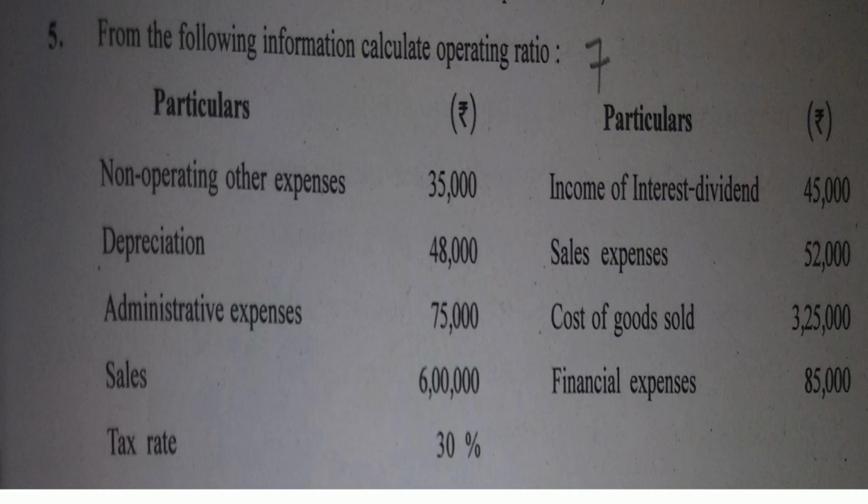Why did we not consider other things? Because operating expenses include only this much items. Non-operating other expenses are not considered. Tax is not considered. Income of interest dividend is not considered. Financial expenses are also not considered at the time of calculating operating expenses.